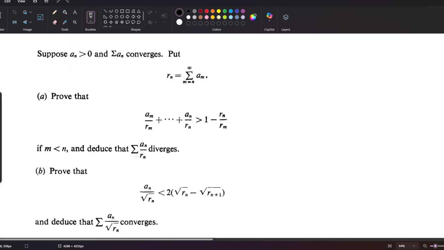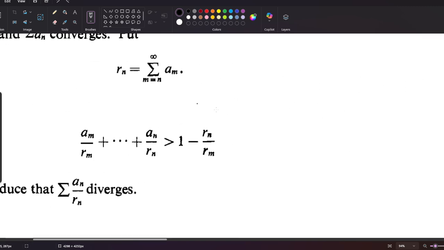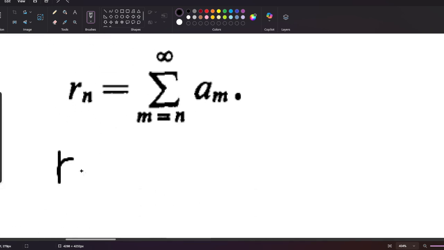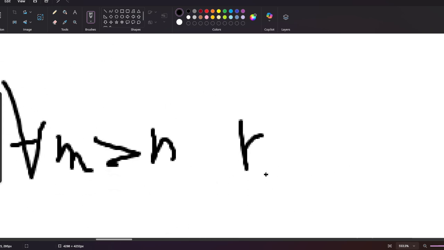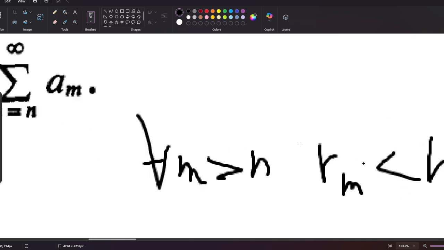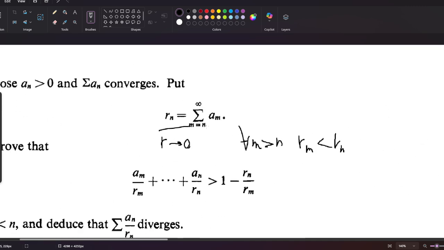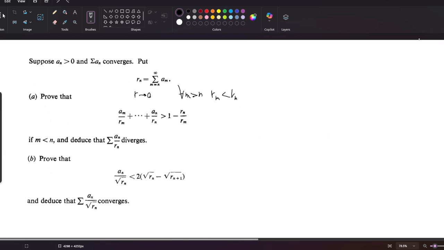Okay, so first of all, it is useful to know that R_n converges to 0, and that for every m greater than n, R_m is going to be less than R_n. It's a monotonically decreasing sequence. Alright, now with that out of the way, let's move on to the inequality.